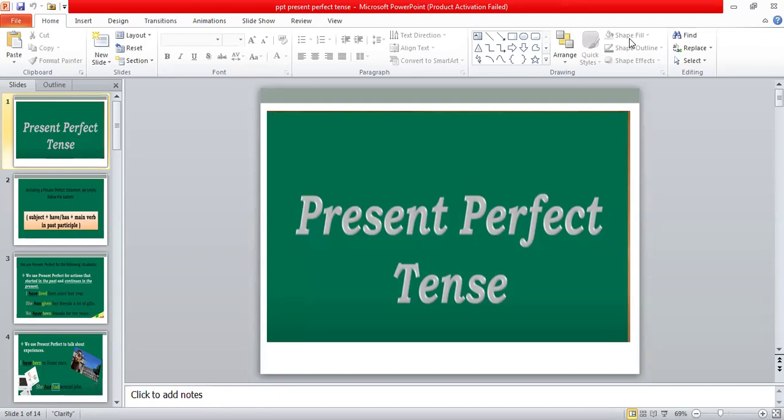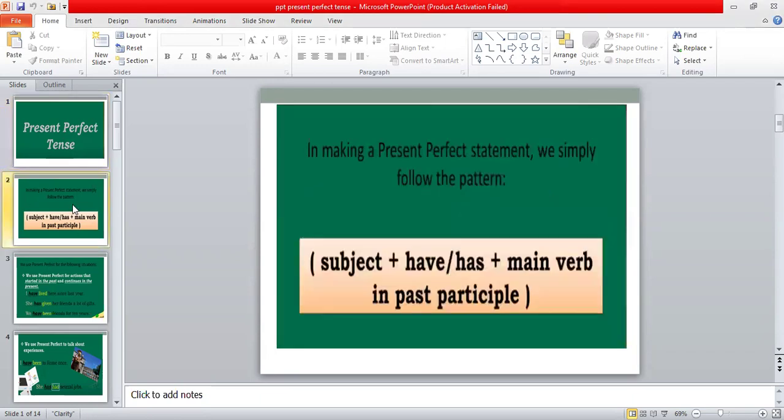So the tense which I have selected for today is present perfect tense. In making a present perfect statement, we simply follow this pattern. Before we follow the pattern, we have to understand what the meaning of present perfect tense is. Present perfect tense tells us that some action is completely finished in the present time.